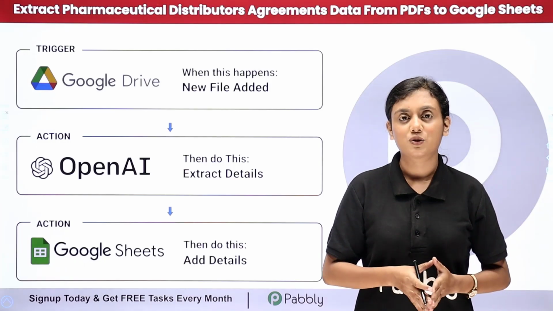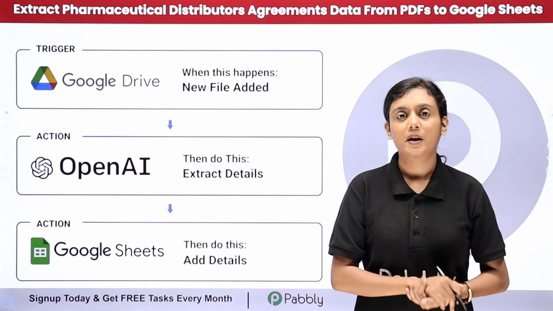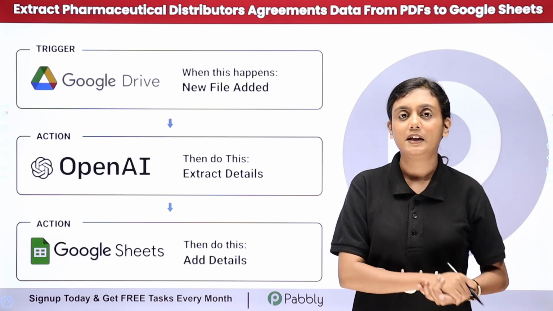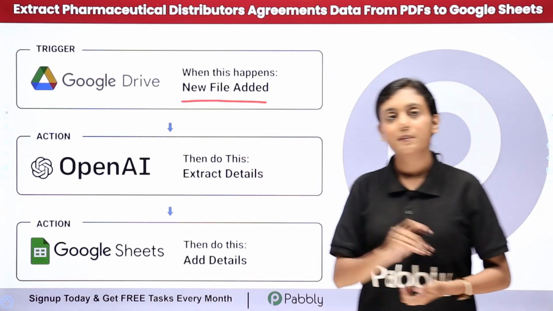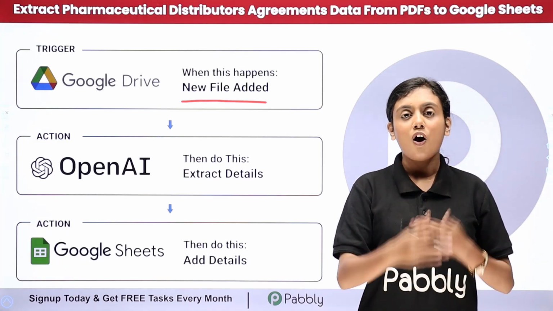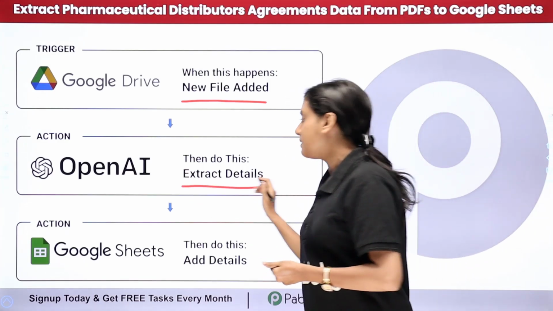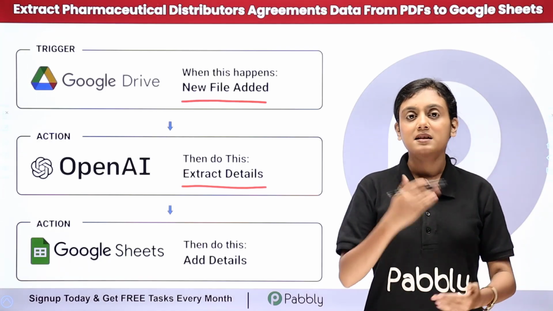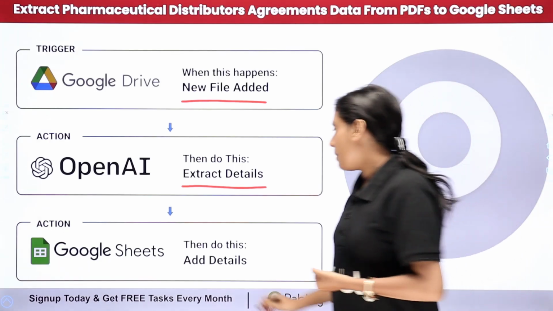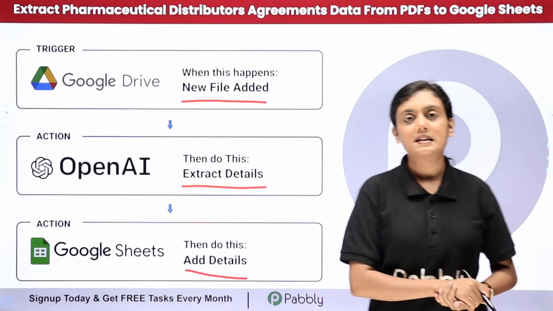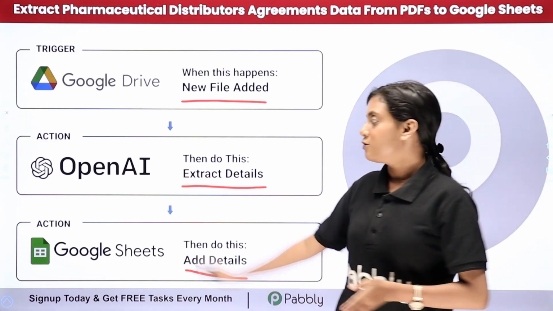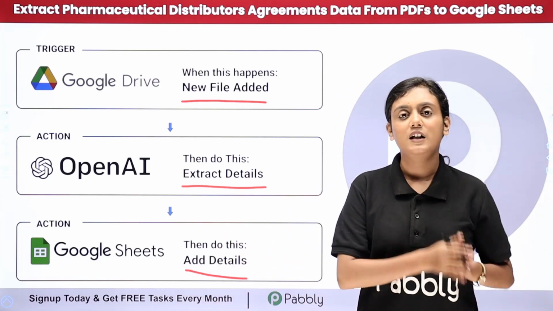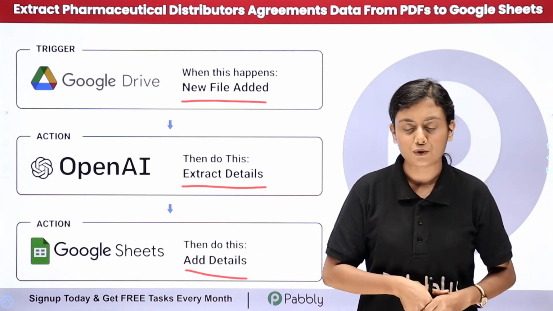So how this AI agent works is, I have created a folder in my Google Drive in which I upload all the PDF forms of the agreements. Now as soon as I upload a new agreement file in my Google Drive folder, automatically an AI agent is going to extract the details from the file. And as the details are extracted, automatically this AI agent is going to add those details in Google Sheets to create a systematic record. So now if you want to learn how to create this entire AI agent for yourself, for your business, then let me take you to my screen.